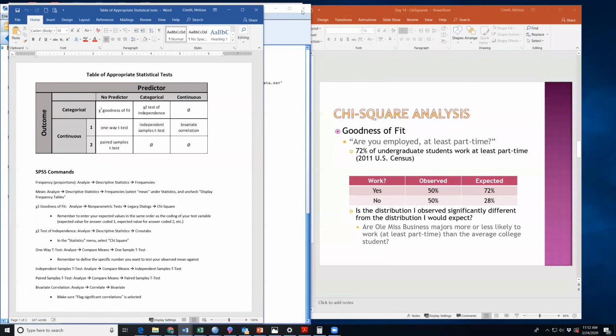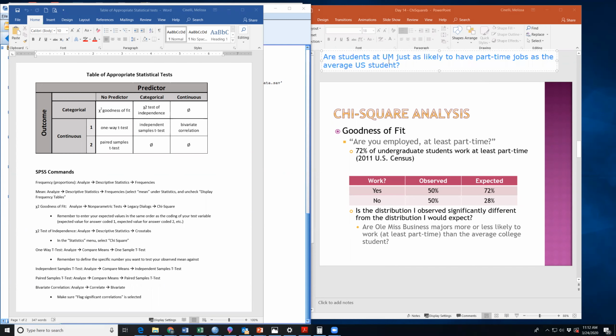sorry, let me type this so you can see how this would compare to your data analysis plan. Are students at the University of Mississippi just as likely to have part-time jobs as the average US student? We're asking, is the distribution of yes and no responses that we observed from our sample equal to some expected value that I got from this outside source?